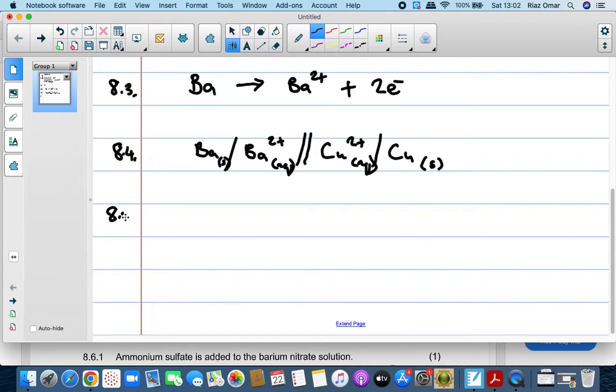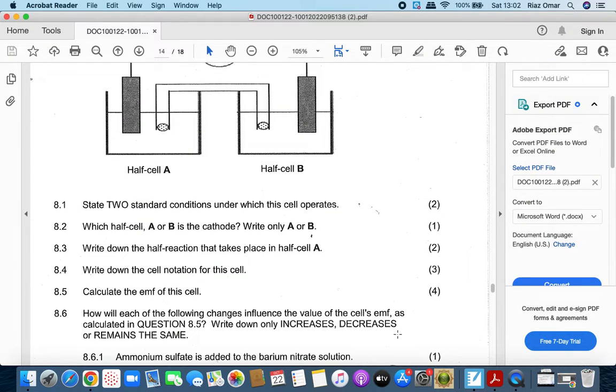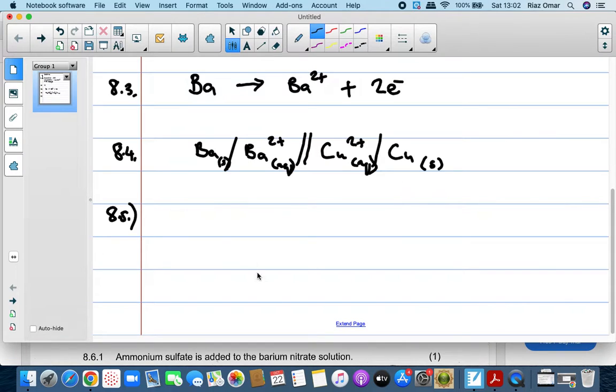And then 8.5, what is the question? Calculate the EMF of the cell. So to work out the EMF of the cell, we know that the E naught of the cell is equal to E naught cathode minus E naught anode. So basically this will be the bottom minus the top.